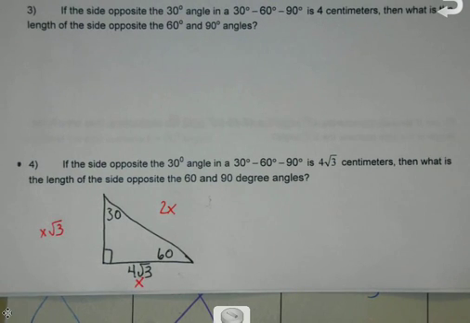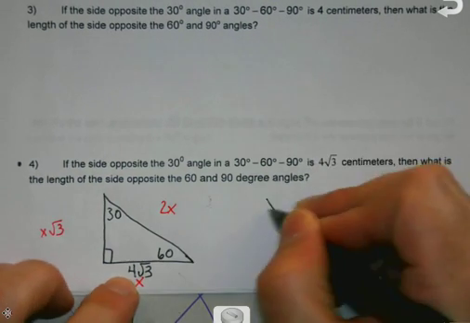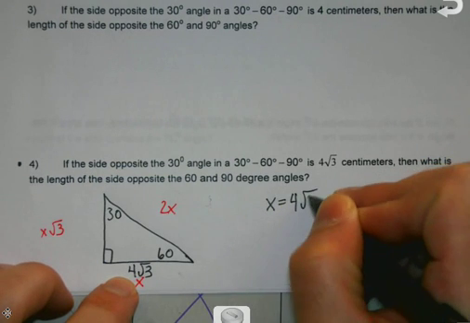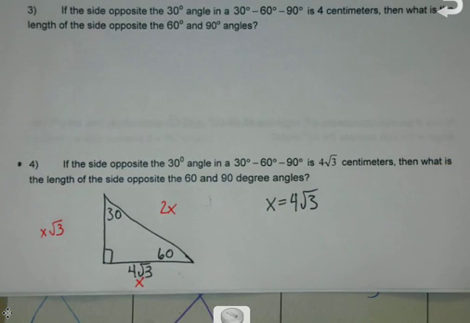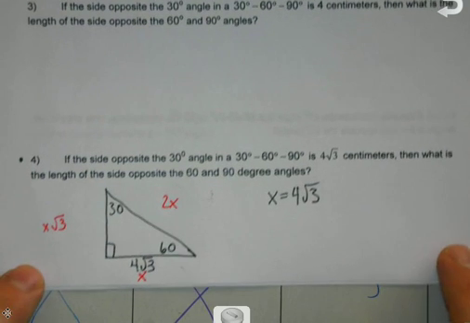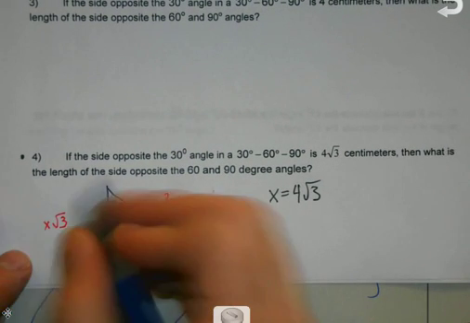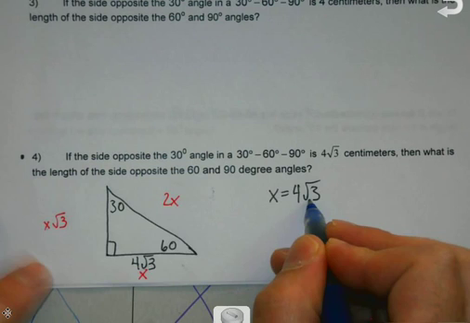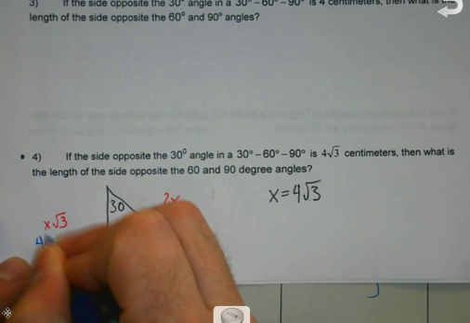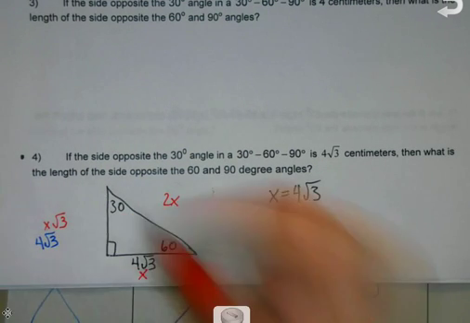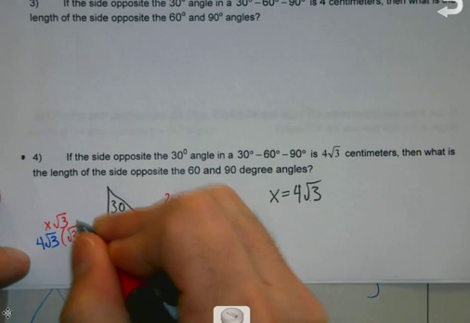Find the side that has the number here. x equals 4 square root of 3. I don't even have to solve anything. That's what x is. So what does that mean? When I come here, x is replaced by this value. So 4 square root of 3 times the square root of 3.